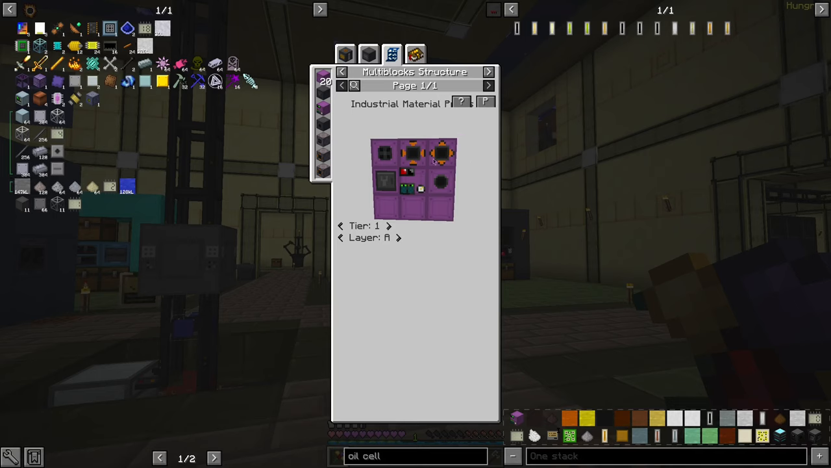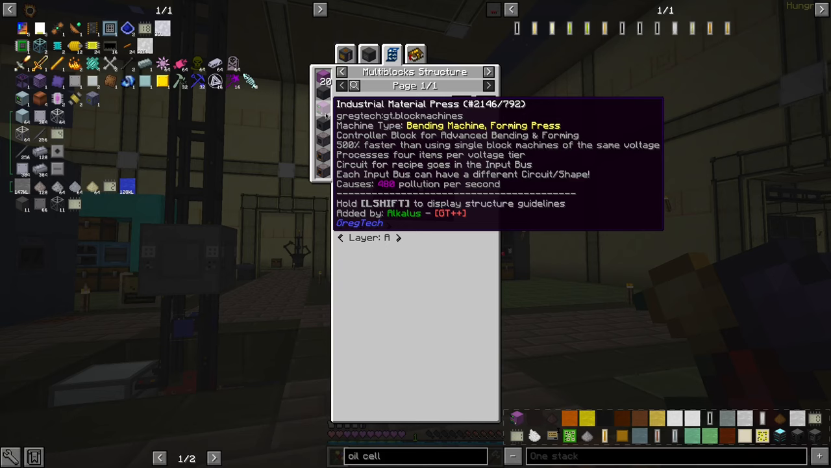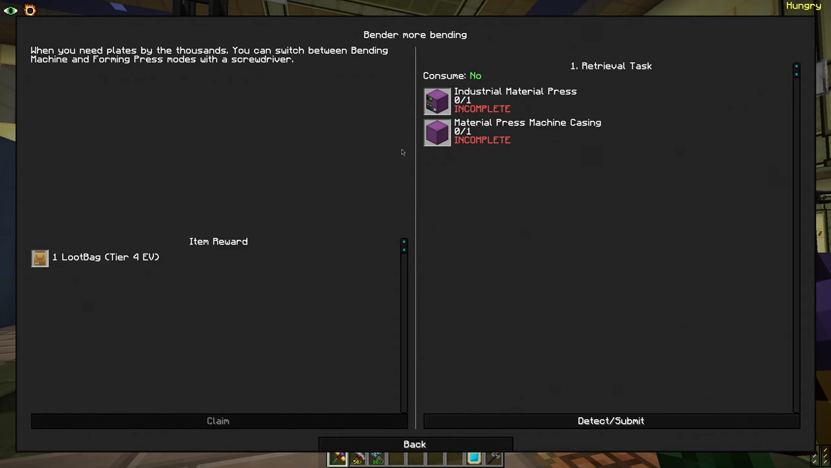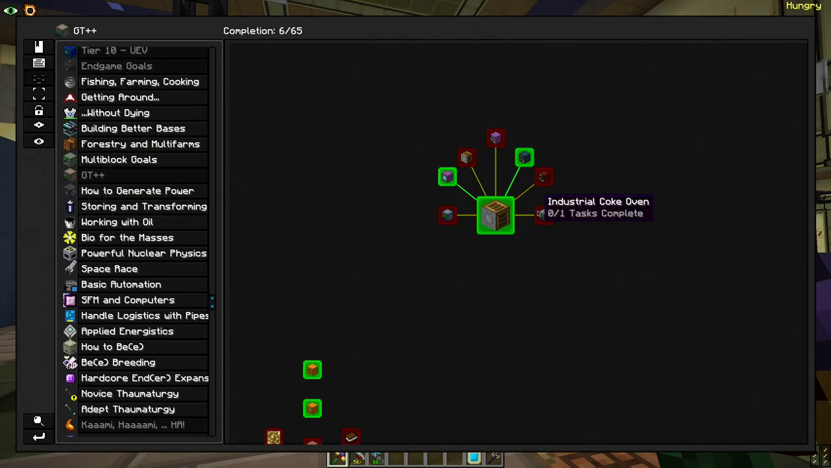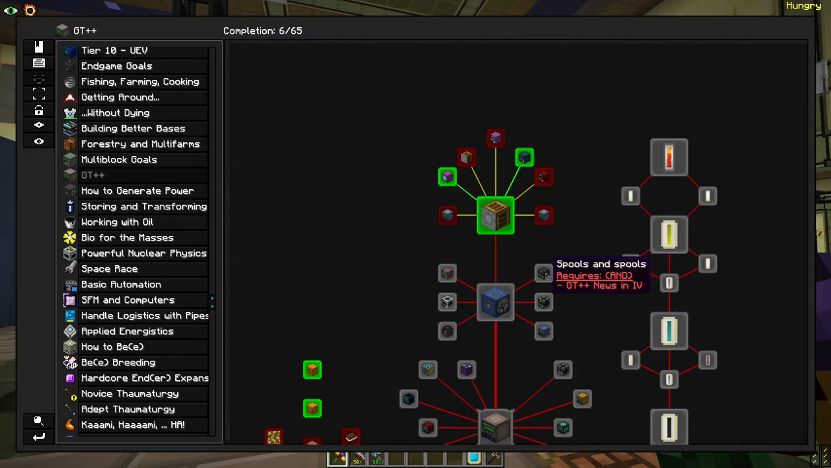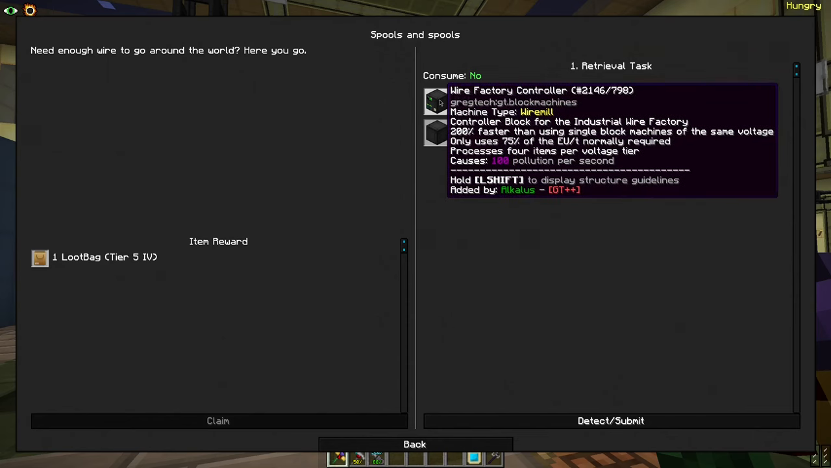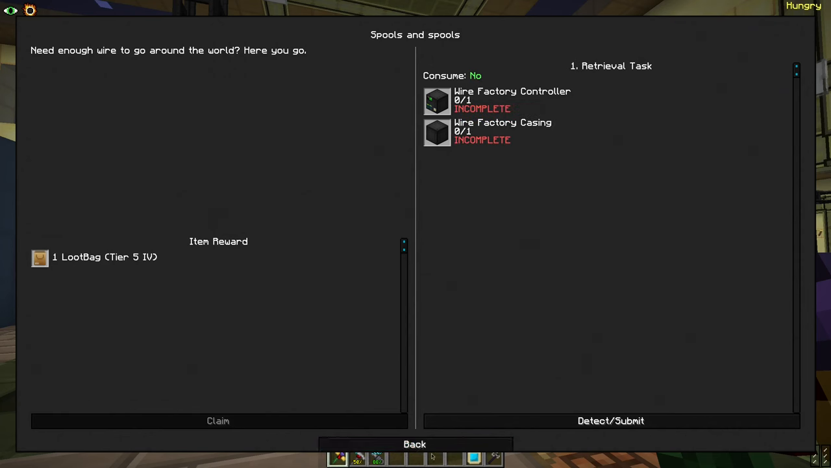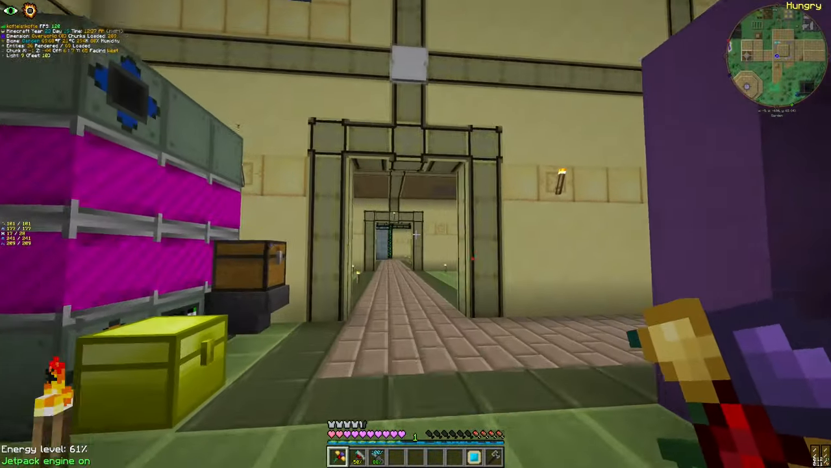So with that, we're going to have a much faster bending machine. As you can see, 500% faster than using a single block machine of the same voltage. That is insane for us. Each input bus can have a different circuit or shape. Yep, that's an awesome device for us. And the wire mill version is going to be opened after IV, so it will wait for Mars. So this is our current plan.